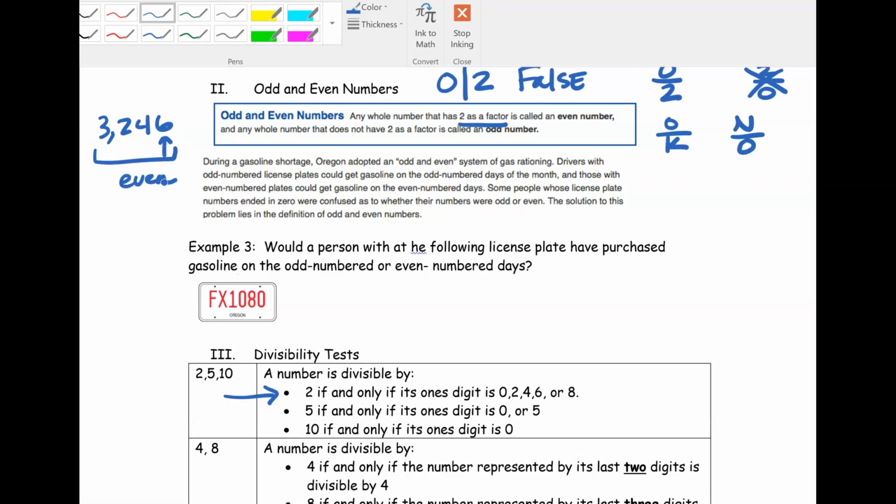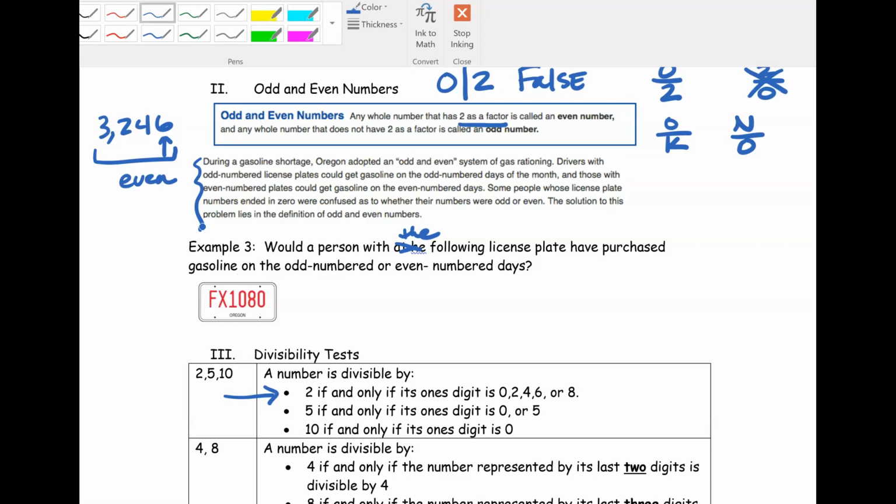Okay, so let's do an example. Would a person with the following license plate have purchased gasoline on the odd number or even number days? Oh, there's a typo. And you know what? I forgot to read this part. You can read this more thoroughly, but basically, Oregon adopted an odd and even system to ration gas.